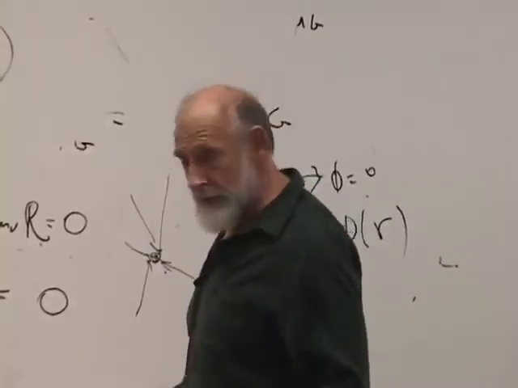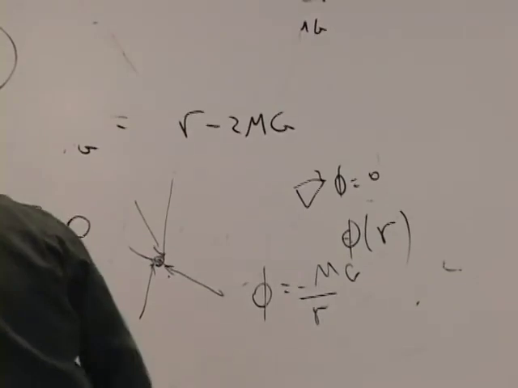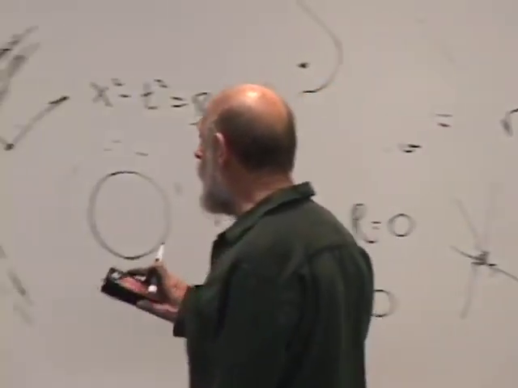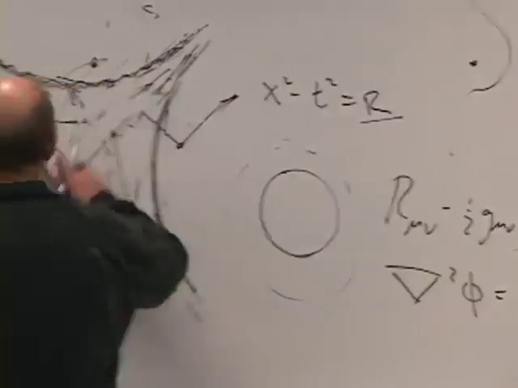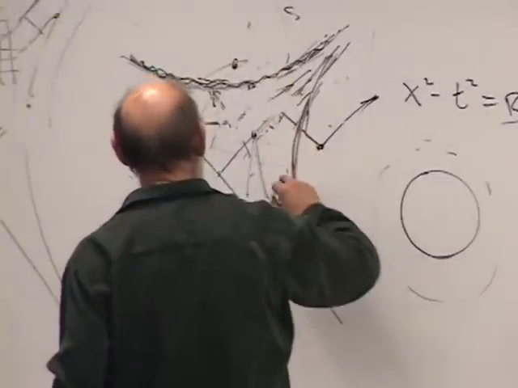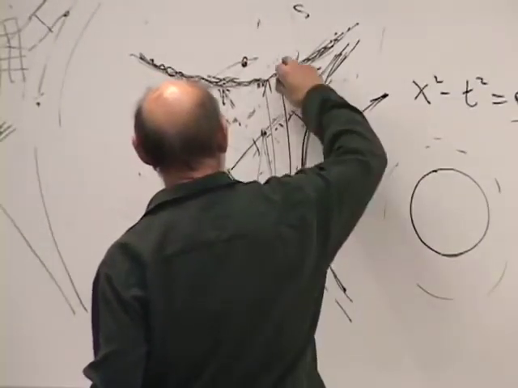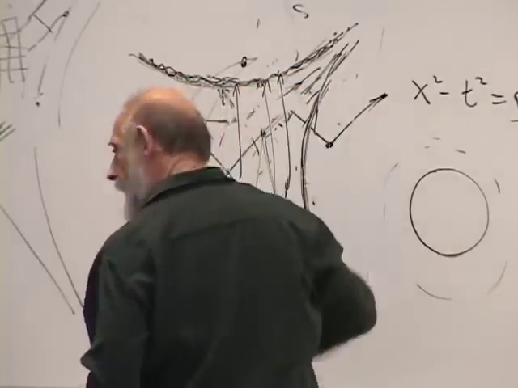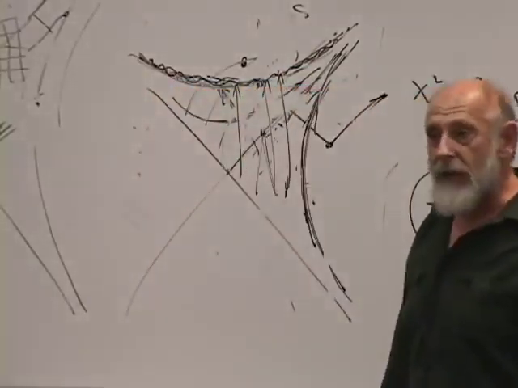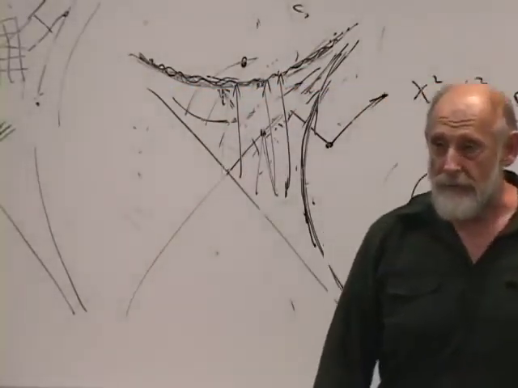A point of space. Where is the material that falls into a black hole? It falls in here, and ultimately arrives on the singularity. The singularity is also R equals 0.